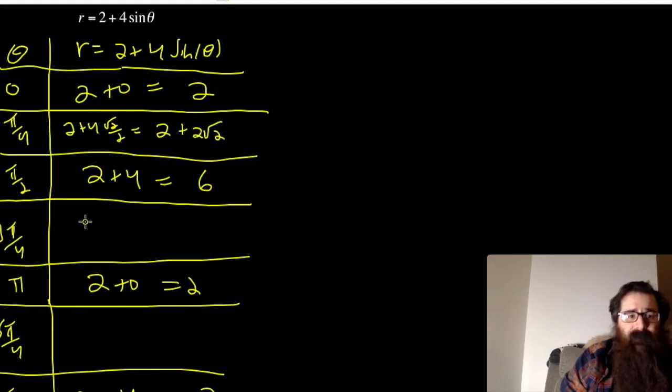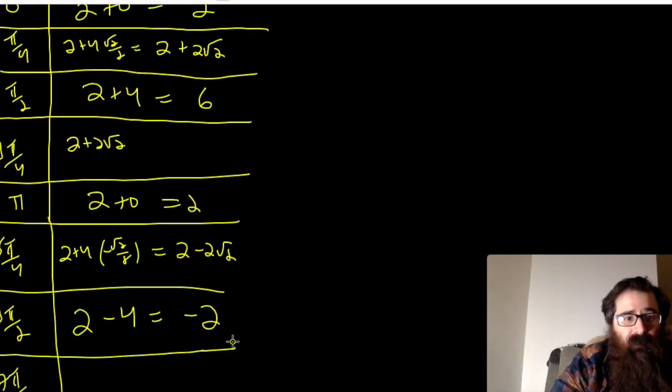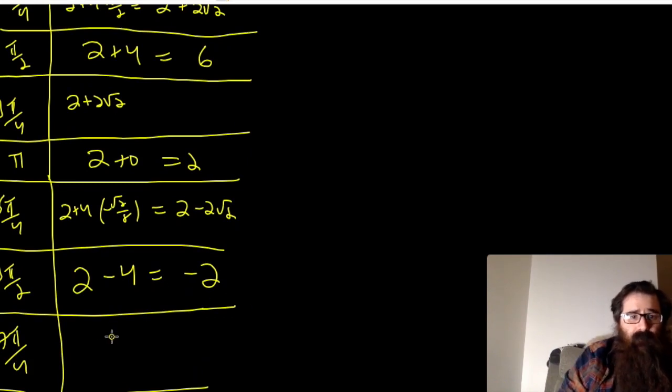And it's going to be the same at 3 pi over 4, since sine is still positive there. But at 5 pi over 4, it's going to be negative. So this would be 2 plus 4 times negative radical 2 over 2, or that's going to give me 2 minus 2 radical 2. And that's the same as what I'm going to get at 7 pi over 4.